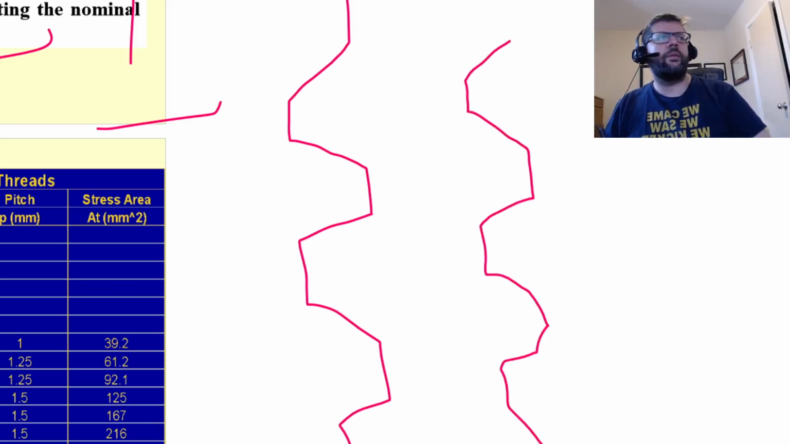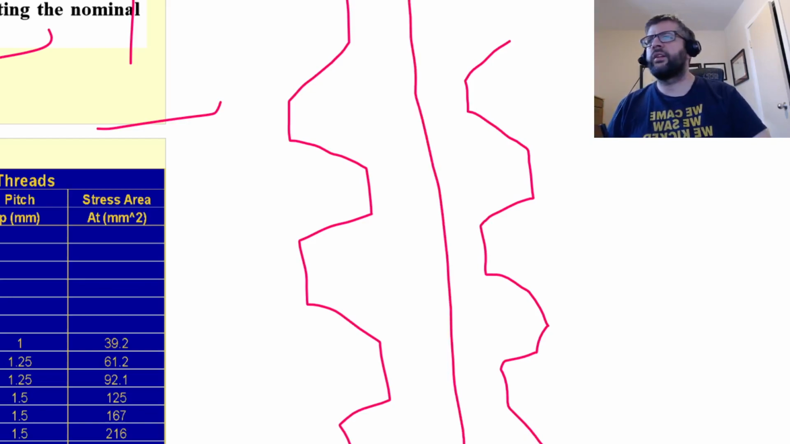Okay, so this is a bit of an exaggerated view. If we look at a thread along the center line here, on one side of the bolt you're going to have the threaded portion, and on the other side you're going to have the root at the same portion. That's going to result in a certain cross section that has the smallest area on which you can have failure.